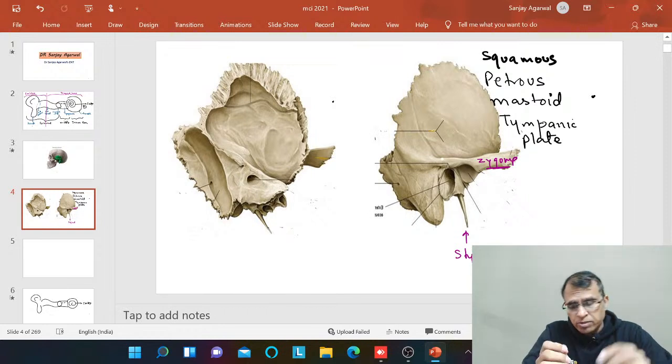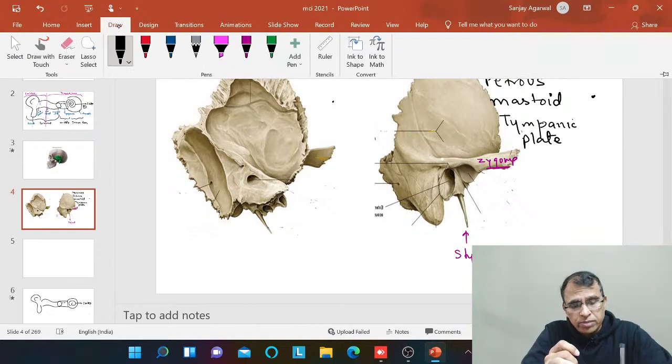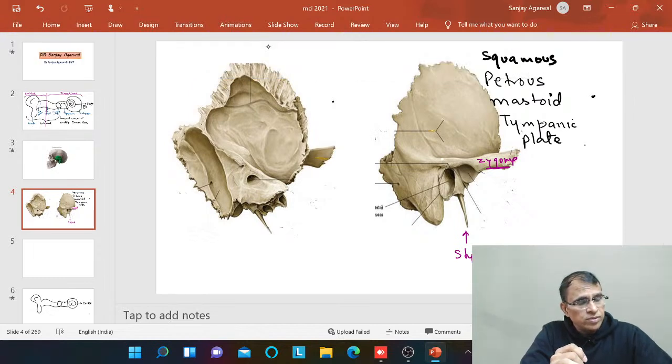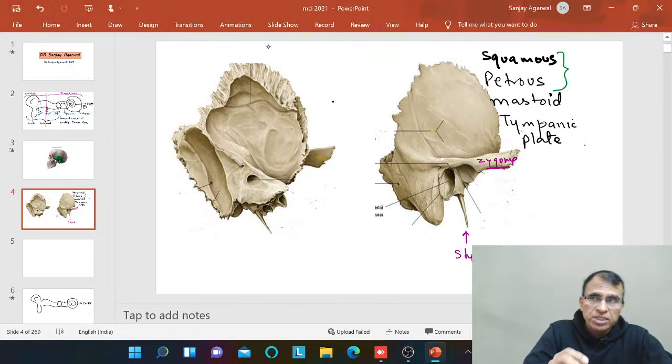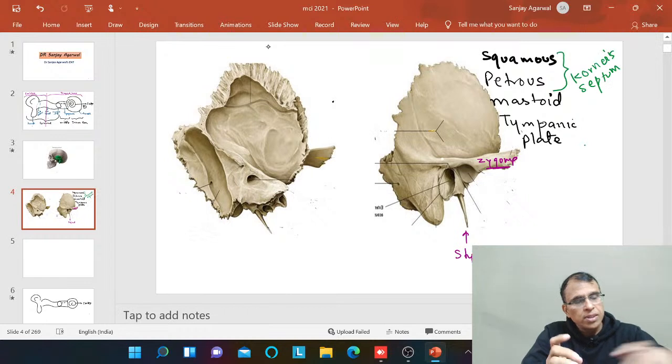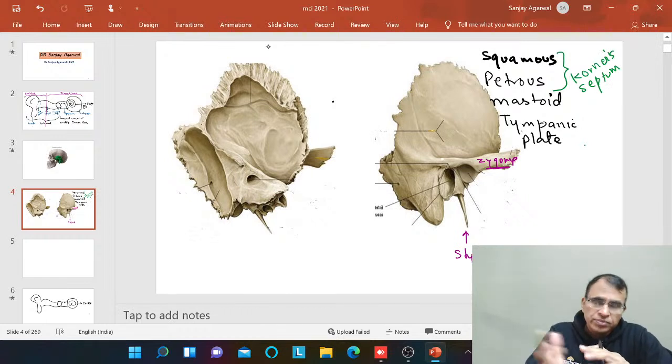Now, there's a very important thing here, a very important name actually. The first two bones, these two, they form a septum. And they ask you what is the name of the septum formed by the petrous and squamous bone. It's called Koerner's septum. Remember this. The question they ask you is differently. They ask you, what is Koerner's septum? That's what they ask you. So you see, Koerner's septum is petrosquamous.